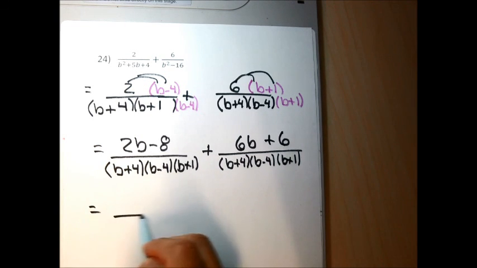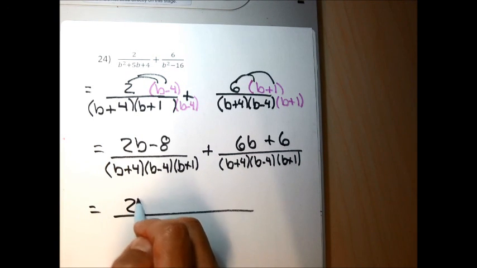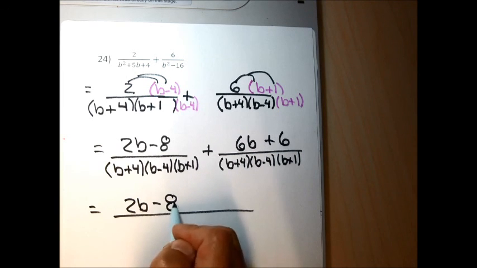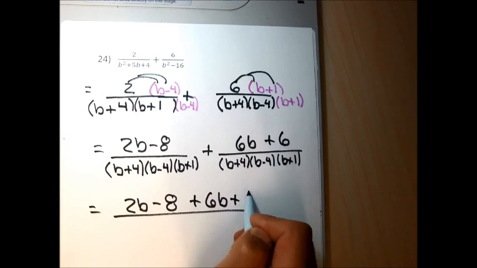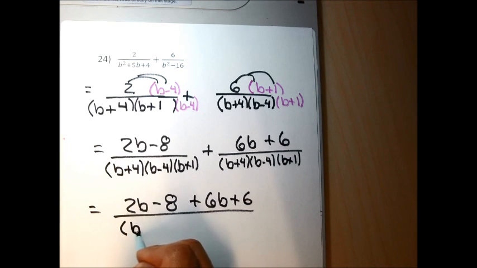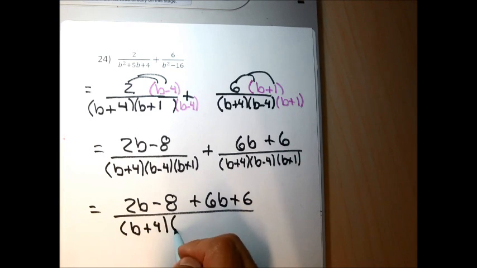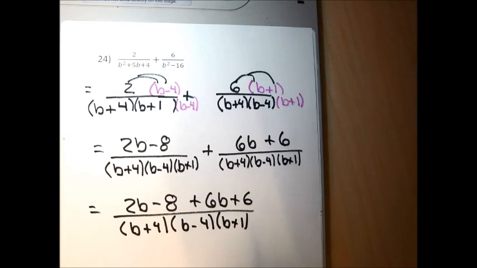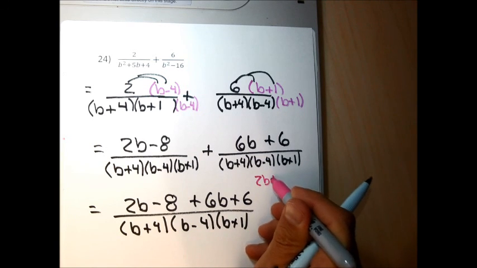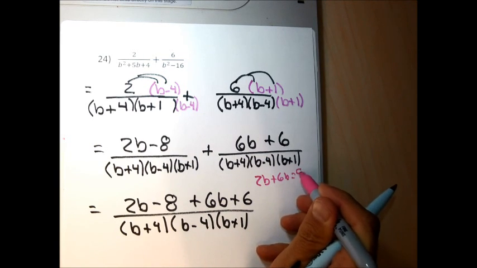Now I can make the 2 fractions into 1, and when I make the 2 fractions into 1, I get minus 2b minus 8 plus 6b plus 6 over b plus 4 times b minus 4 times b plus 1. In the numerator, I'm going to add the 2b and the 6b to get an 8b.